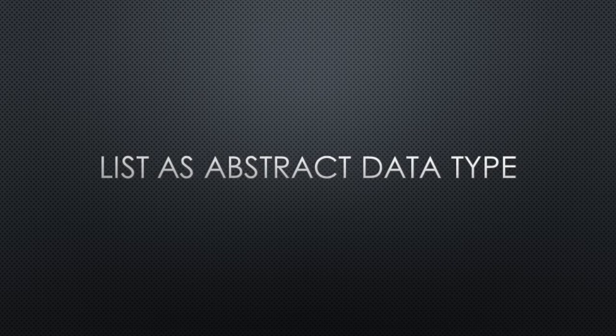This lecture is list as abstract data type. In a previous lesson, we introduced you to the concept of data structures, and we saw how we can talk about data structures in two ways. One is a mathematical and logical model that we term as an abstract data type, or ADT, and we also talk about data structures as concrete implementations.